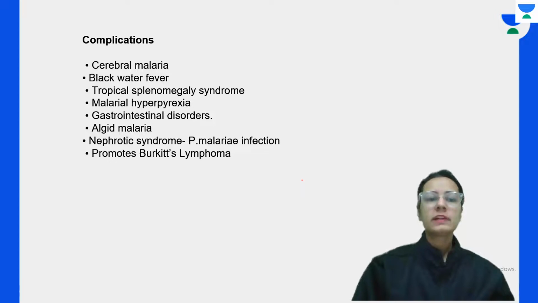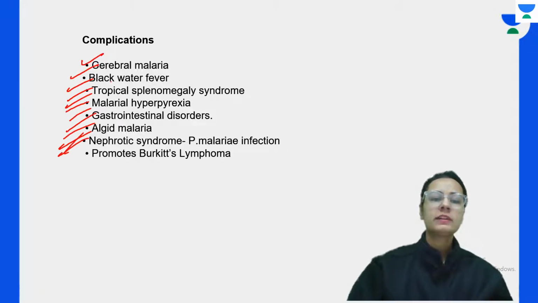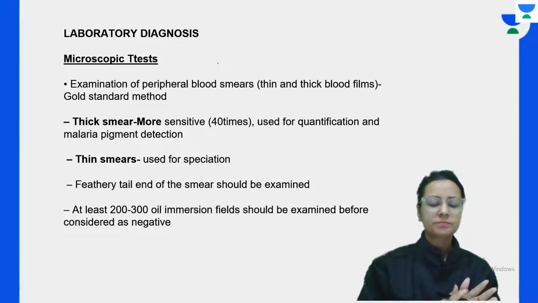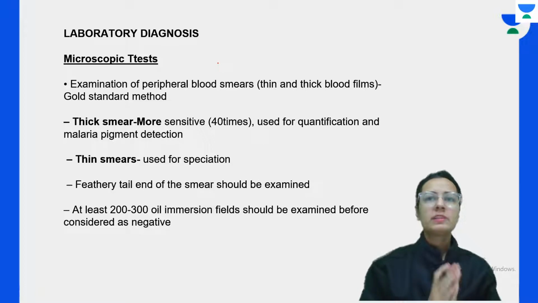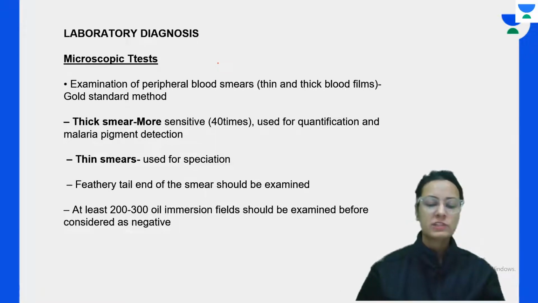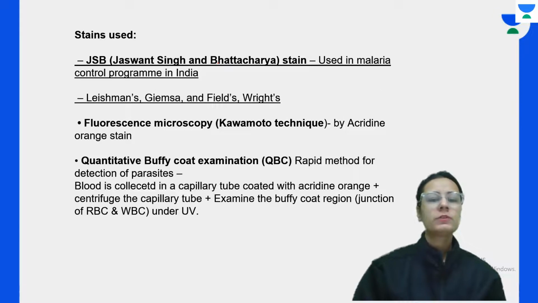These are the complications: cerebral malaria, blackwater fever, GIT disorders, algid malaria. Then we do the microscopic test, which is the gold standard. We use the JSB method, that is Jaswant Singh Bhattacharya, and Leishman and James stains for the thick and the thin smear preparation. The thick is used for the identification of malaria, and the thin is for species identification. It is the chief method, a gold standard method with high sensitivity, and we can detect 5 parasites per microliter of blood.